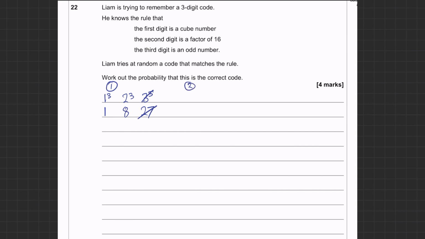The second digit is a factor of 16. So we've got 1 and 16, 2 and 8, and 4 times 4. And in fact, 16, it can't be that, because that's a 2-digit number. And finally, for the third digit, it's going to be an odd number, which is just 1, 3, 5, 7, and 9. So we know there's 2 possible numbers for the first digit, 4 for the second, and 5 for the third. So we're going to use a probability tree for this.